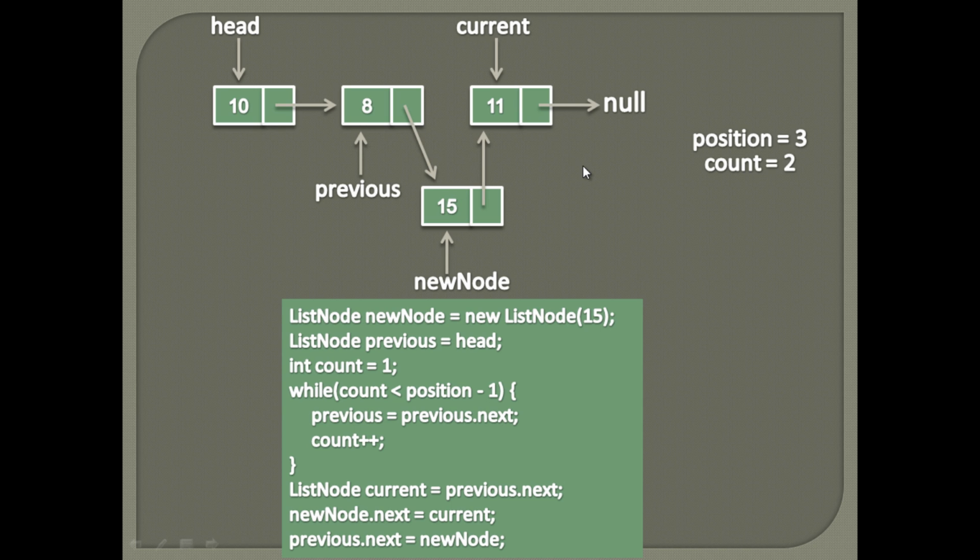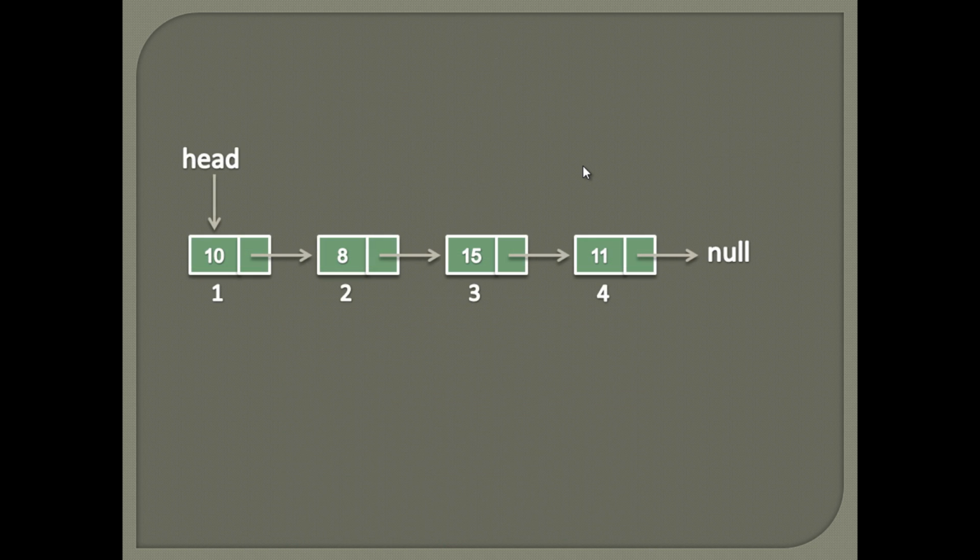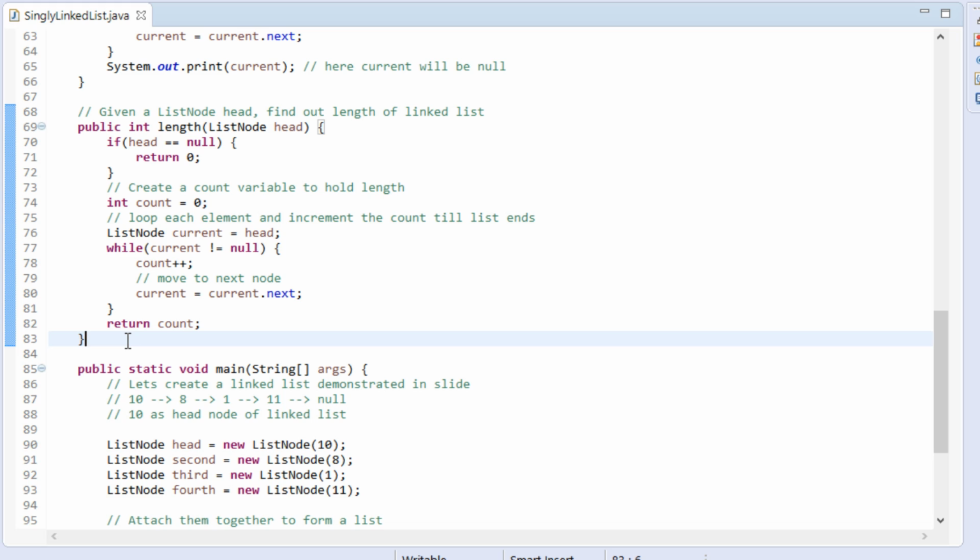The final list becomes as 10 at position 1, 8 at position 2, 15, that is our new node at position 3, and 11 at position 4. Let's move to Eclipse and see it's working through code.